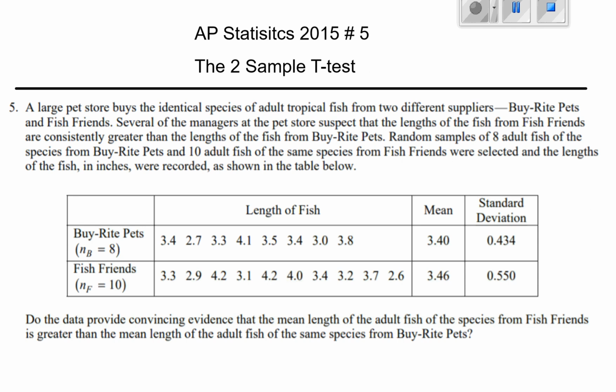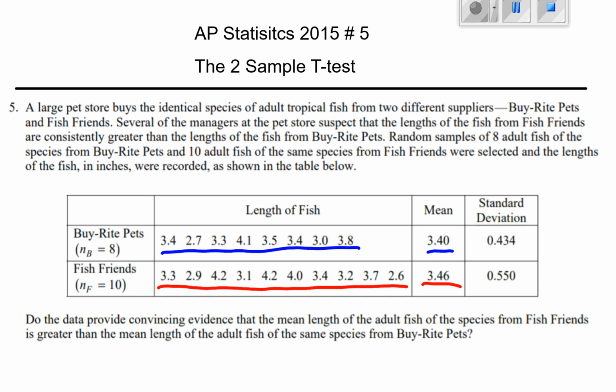There's these two stores. One's called Buy Right Pets and one's called Fish Friends. And several managers at the pet store suspect that the lengths of fish from Fish Friends are consistently bigger. So that's the belief that maybe the numbers here, we look at the Fish Friend numbers underlined in red and compare them to the Buy Right numbers, these lengths. It looks like the mean for the Buy Right pets at 3.40 is slightly less than the mean of 3.46. So then this innocent little question comes along.